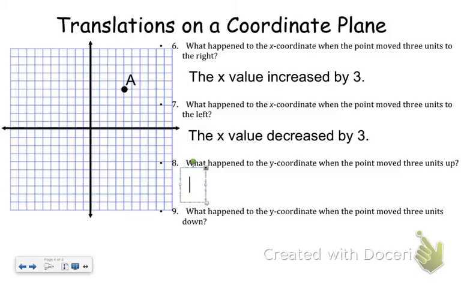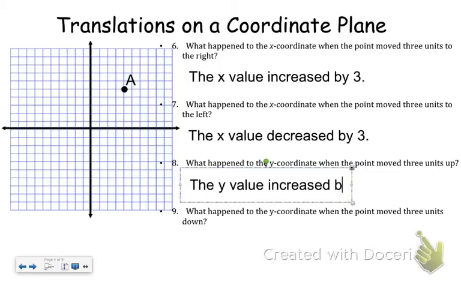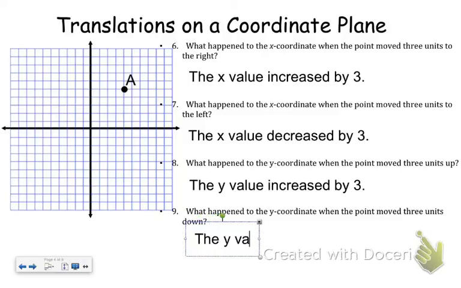Changes in the y-axis would be the same. If we're moving up 3 units, the y value for that coordinate is increasing by that amount. In this case, it's increasing by 3. And finally, for the y coordinate, if we are moving down 3 units, the y value decreases by 3, whatever that amount may be.